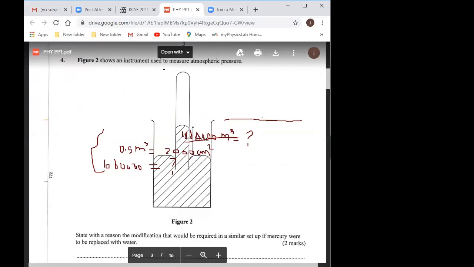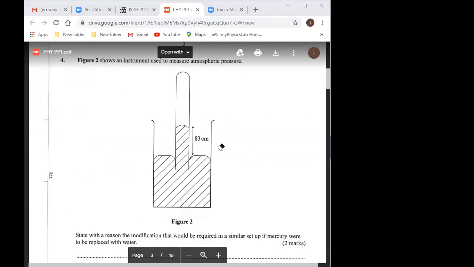We move to the next question. So in our next question, the figure shows an instrument used to measure atmospheric pressure. State with the reason the modification that will be required in a similar setup if mercury were to be replaced with water. So what modification do you think we can do?